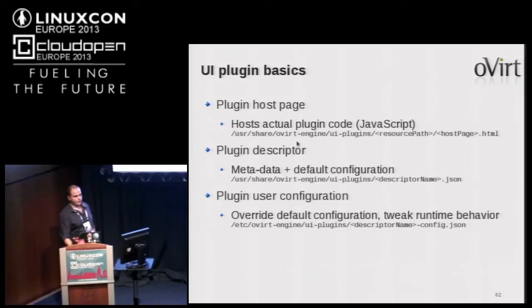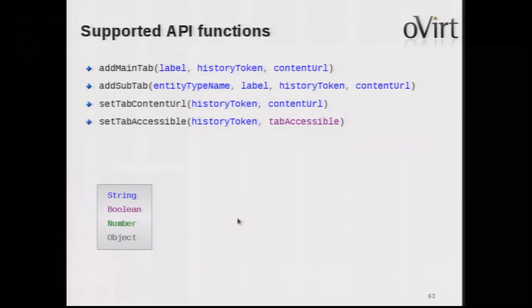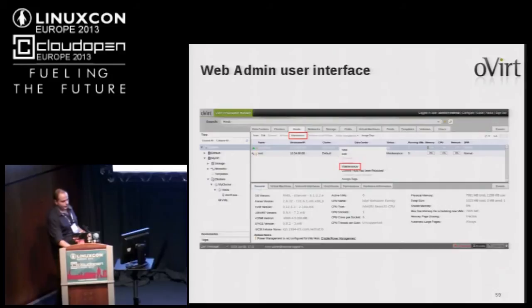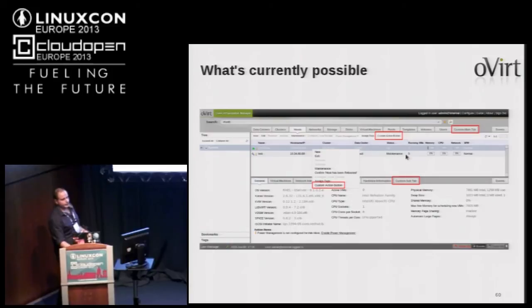The location of the plugins is /usr/share/ovirt-engine/ui-plugins. The configuration file is also in that directory, using a JSON file. And if we want to override the configuration, it's in /etc/ovirt-engine. I'll show examples. I know it's a bit confusing for now, but I will show you. I will go over the API and then I'll show some examples. So basically what we allow you to do is to add a new main tab, to add a new sub tab. Again, sub tabs are the tabs that are available when you select a specific entity in the main tab.